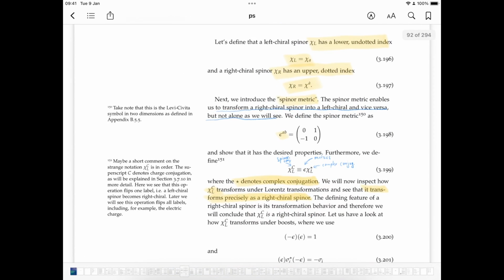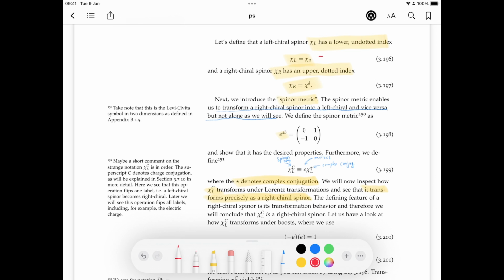And now we have a spinor metric. I guess you've already seen that matrix. It's the small epsilon AB, and it has zeros on the diagonal and 1 and minus 1 off the diagonal. To get the conjugated spinor, we need to apply that matrix to the complex conjugation. The star operator just denotes complex conjugation, and the left spinor, as we know, is just a complex vector. So in some sense it's also some AB, and the right spinor is also some AB.